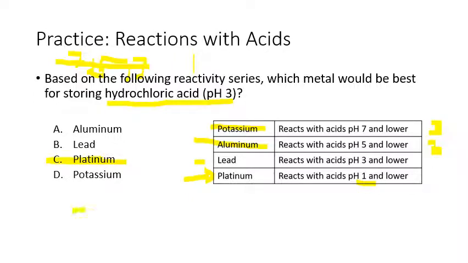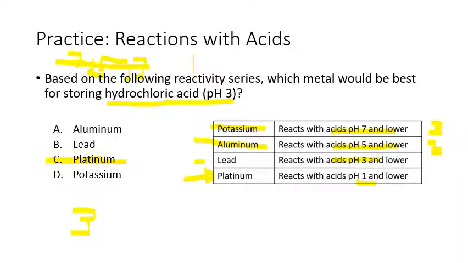Because our sample has a pH of 3, it's going to react with stuff with a pH of 7, it's going to react with stuff with a pH of 5, it's going to react with stuff with a pH of 3, but it won't react with pH of 1, because pH 3 is higher than 1, which means that particular material doesn't react.